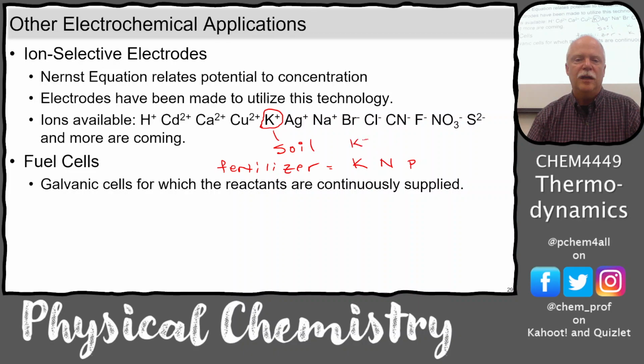So K plus, NO3 minus, and PO4 3 minus. And so if we had electrodes for each of those, we could take a scoop of soil, I don't know, half a cup, 10 grams, whatever, put it in a small amount of water, slurry it up, and then put these probes in there, and you could tell if I needed to provide just nitrate, or if I needed just phosphate, or if I needed all 3.